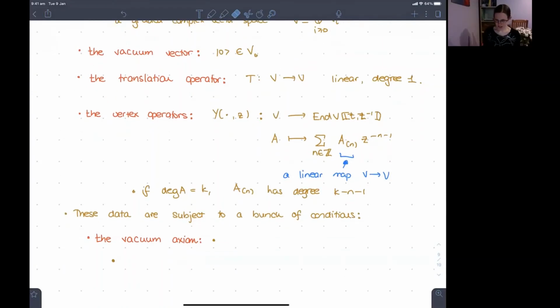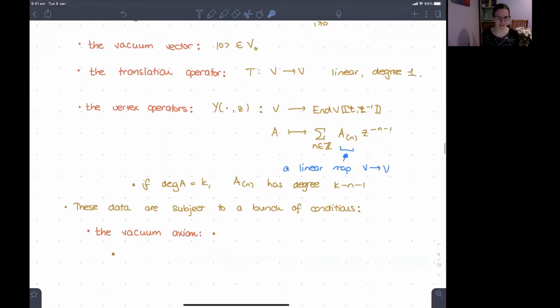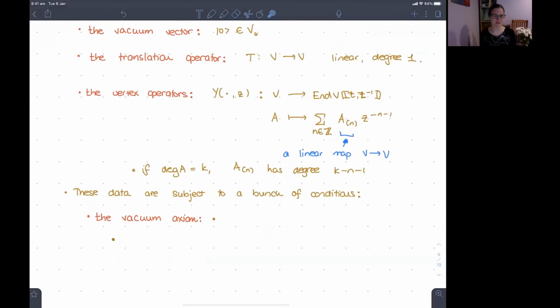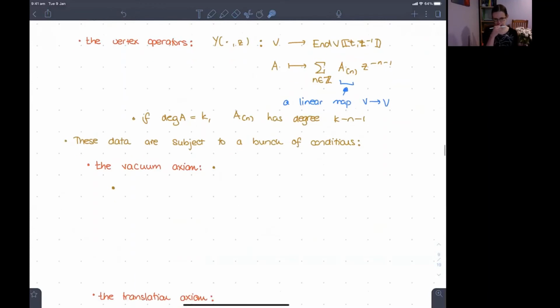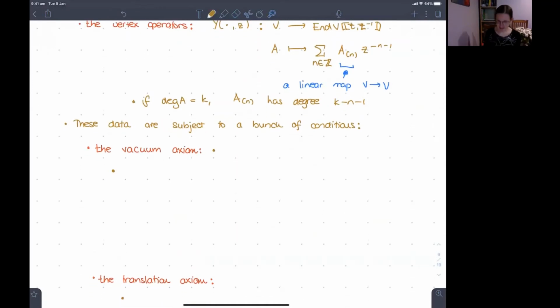Okay, so that's the data. This is called the state-field correspondence. So these are states and these are fields. And these data are subject to a bunch of conditions, and in a research talk I would say a bunch of boring conditions and skip them, but now we need to know what they are. So the vacuum axiom says if we plug in the vacuum to our vertex operator gadget, in principle we get an infinite sum with infinitely many operators, different degrees, but in fact we only get one, which is the density.